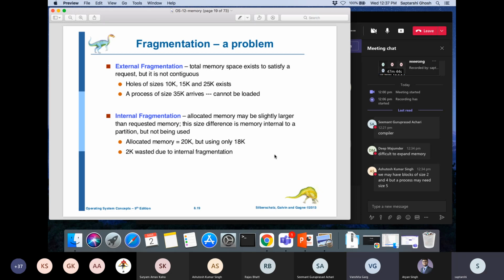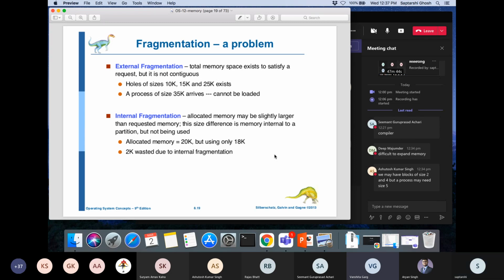Internal fragmentation means allocated memory may be slightly larger than requested memory. This size difference is internal to a partition but is not being used. Let's say 20K was allocated, but the process used only 18K. So 2K is wasted due to internal fragmentation. Some of you might ask, the process might have asked for only 18K, then why was 20K allocated?